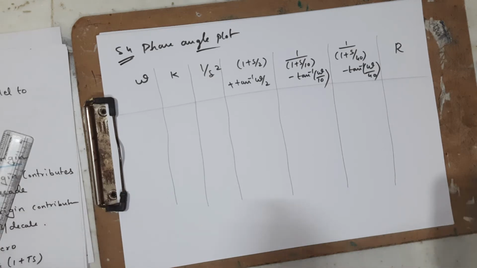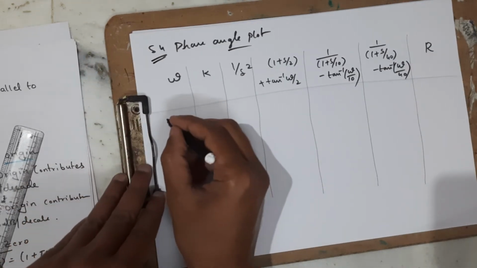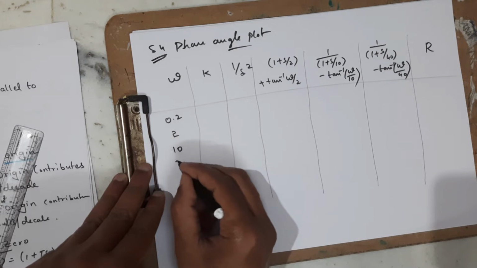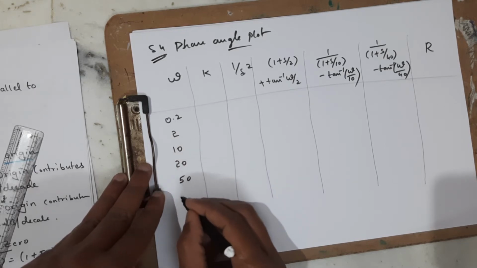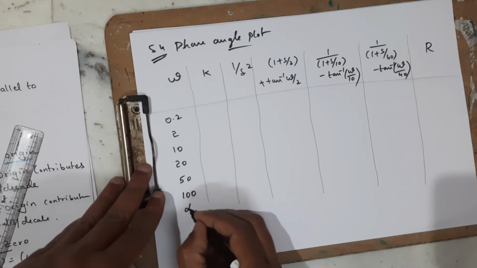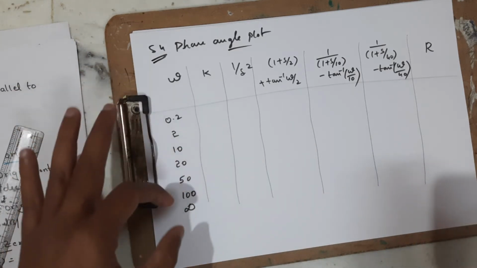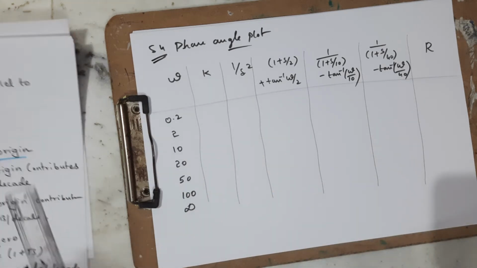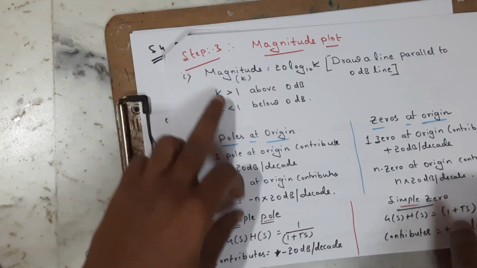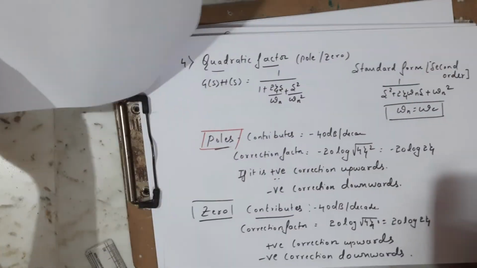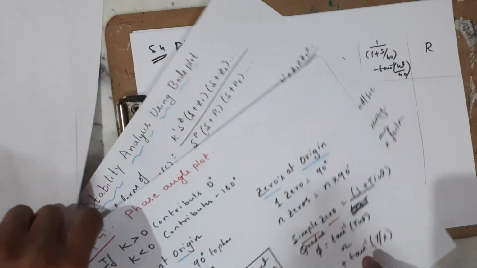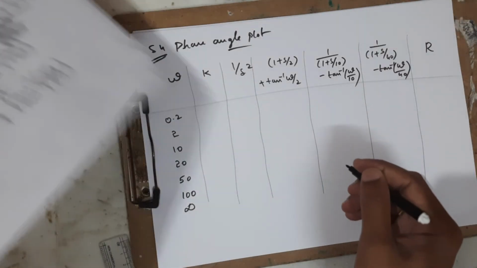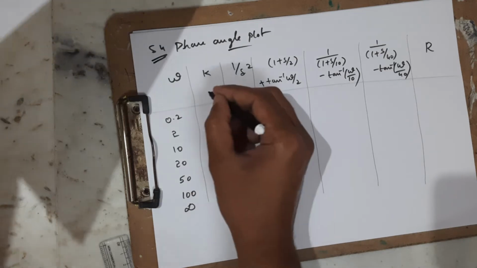Here we are going to vary the value of omega: 0.2, 2, 10, 20, 50, 100 and infinity. Like this we can take any random numbers, from the smallest to the largest. Now let us see the contributions of the various terms in the phase angle plot. K is equal to 4, right?